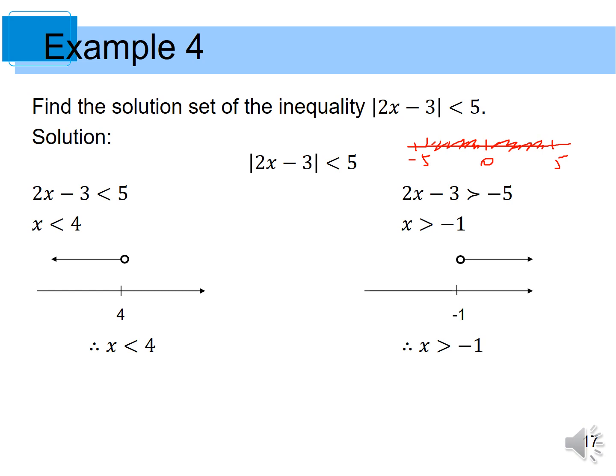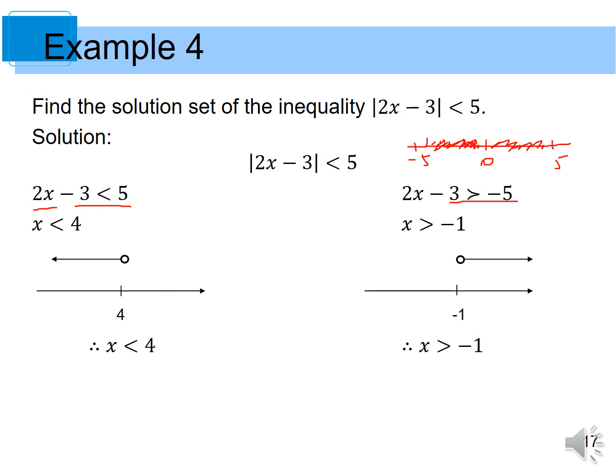So what do you understand about the first interval? The value here is less than 5. And here is greater than -5. So 2x minus 3 greater than -5. So we go back to linear inequality, like our first example. We solve the linear inequality, and from the linear inequality you can draw another line and conclude your answer.